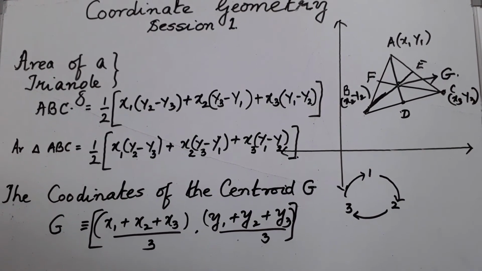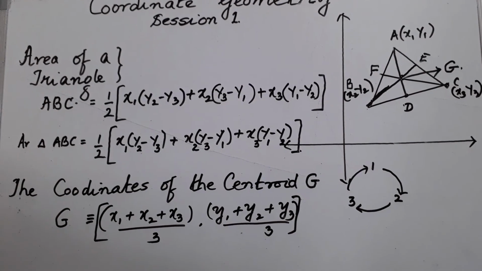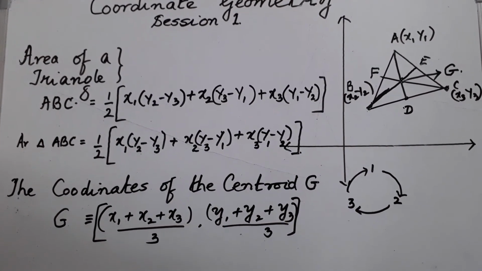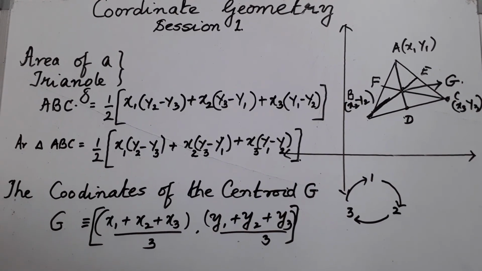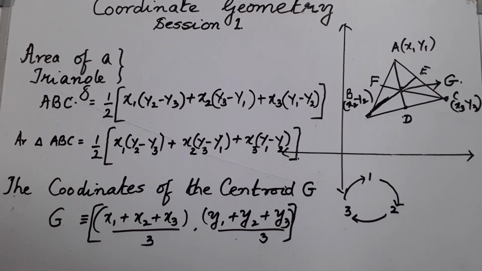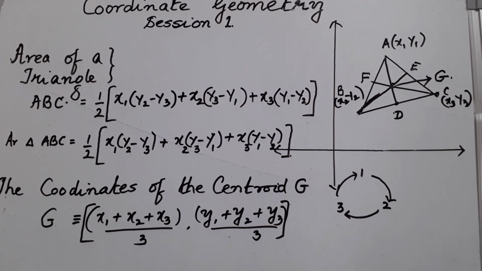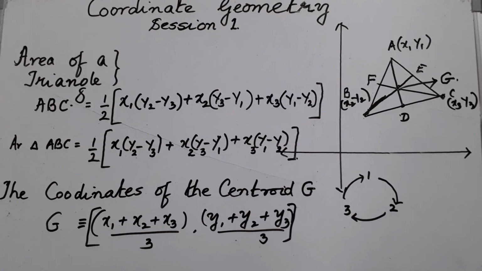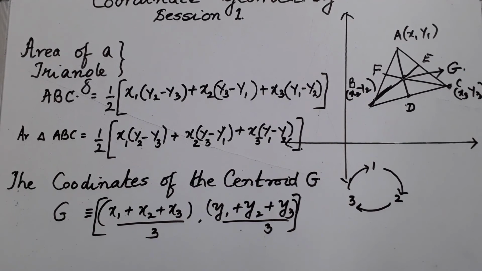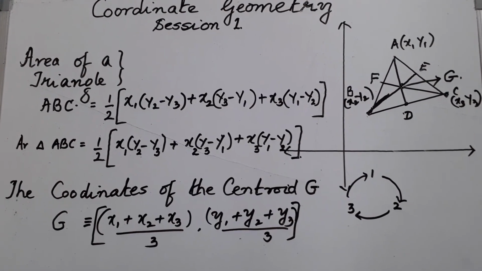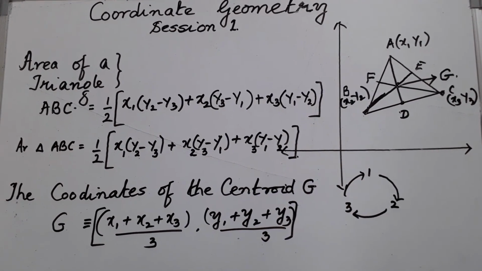The fourth one is area of the triangle. When three non-collinear points are joined, we get a triangle. And if these three non-collinear points are in the Cartesian system and with the vertices x1, y1, x2, y2 and x3, y3, then the area of the triangle is given by half into x1 into y2 minus y3 plus x2 into y3 minus y1 plus x3 into y1 minus y2.